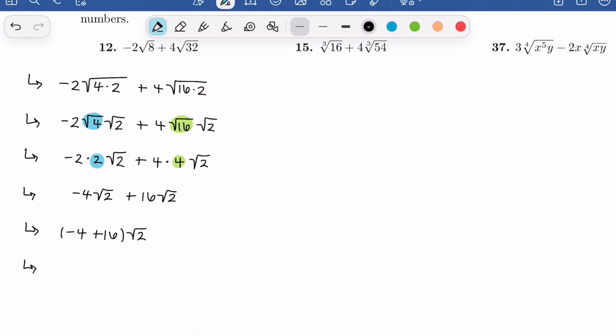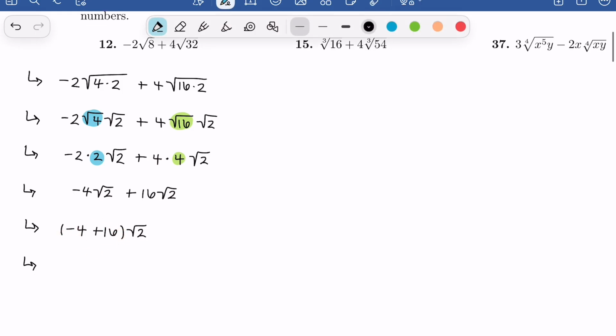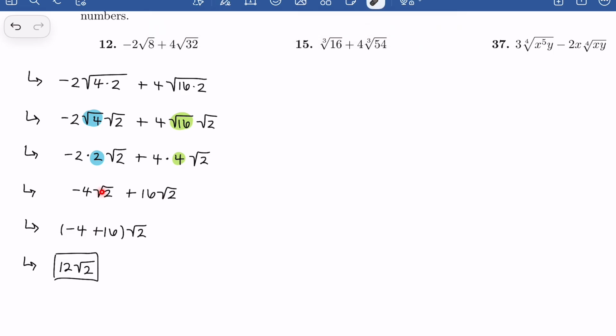All right. Now from here, what we can do is simplify our parentheses here. We have a minus 4 and a plus 16. That's going to give us a positive 12. And then this is being multiplied by that root 2. So you can go either way. We can think of it as combining like terms. Since both of these have a root 2, we can go ahead and combine them, or we can go ahead and use this distributive property. Either way, we're going to get that we have 12 root 2's.